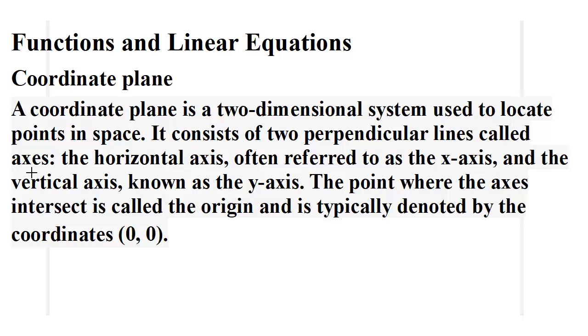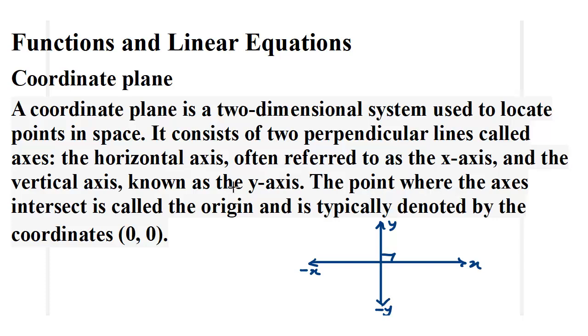lines called the axes. What I'm talking about here is that you have something like this. These are the two perpendicular lines. Perpendicular in the sense that they are inclined to each other at 90 degrees. So we have the y-axis and we have the x-axis. Okay, so the horizontal axis is often referred to as the x-axis, which we have here, and the vertical axis is known as the y-axis. Of course, we have positive y here, and here we have negative y. This is positive x. Here we have negative x.